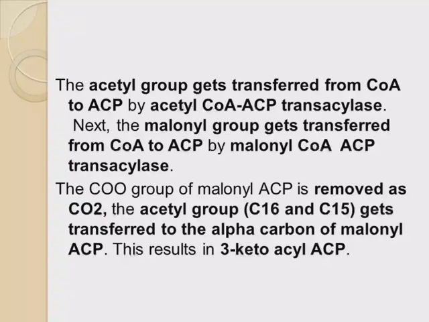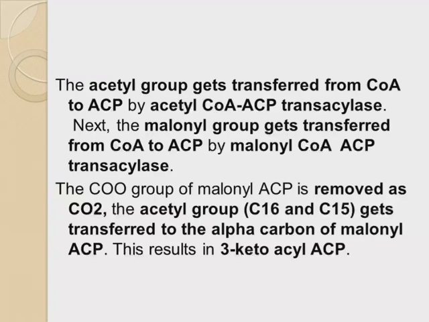The acetyl group gets transferred from CoA to acyl carrier protein by acetyl CoA acyl carrier protein transacylase. Next, the malonyl group gets transferred from CoA to acyl carrier protein by malonyl CoA acyl carrier protein transacylase. Then the carboxyl group of malonyl acyl carrier protein is removed as CO2, and the acetyl group, which contains carbon numbers 15 and 16, gets transferred to the alpha carbon of malonyl acyl carrier protein.